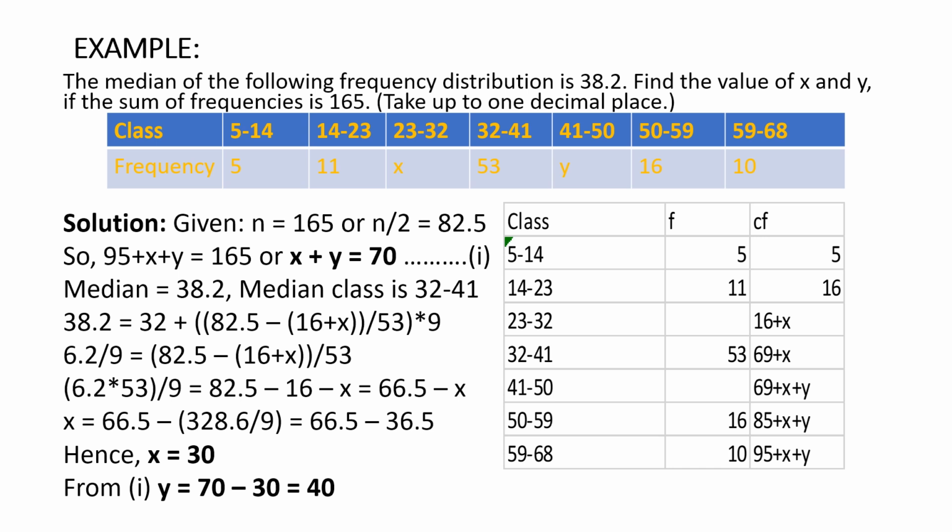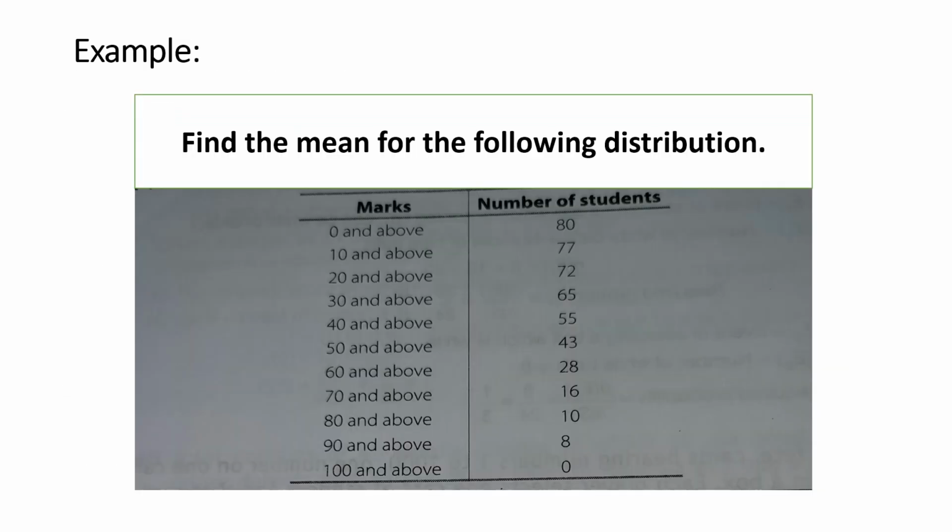Now simplifying the equation, we get the value of x as 30. When you get the value of x as 30, put it in the first equation, you will get the value of y as 40. Hence the unknown frequencies are 30 and 40. Next example, find the mean for the following distribution. Here marks are given and number of students are given. Marks 0 and above 80 students, 10 and above 77 students.